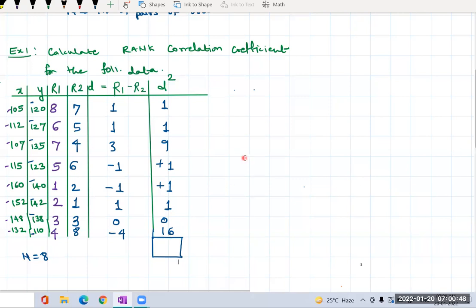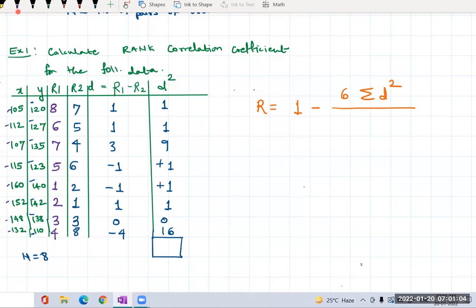Shall I write the formula on the right hand side? What is my formula? Chalo, my color all change. My formula is R is equal to 1 minus, then division sign, 6 times summation of d square upon n into n square minus 1. उसमें से n मेरा 8 है, ये देखो इधर 8 pairs were given, so n is 8.